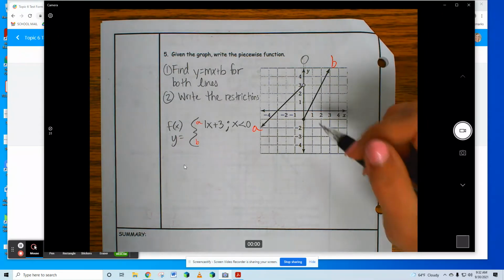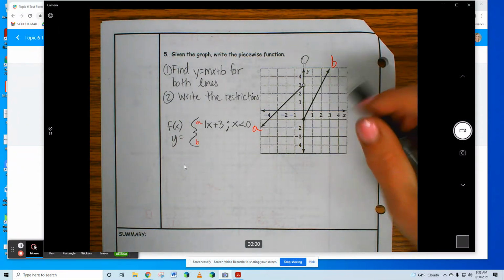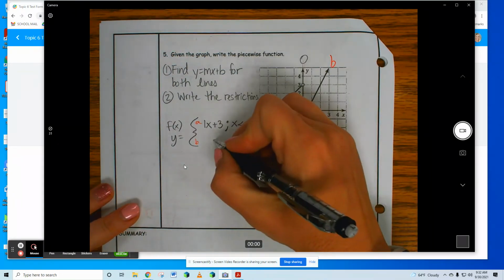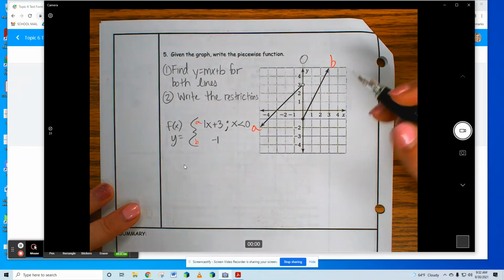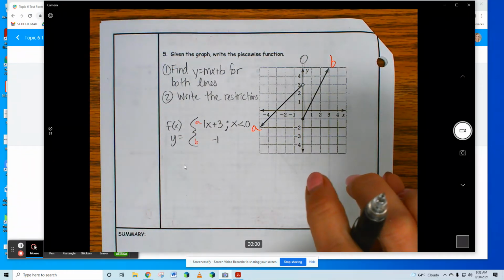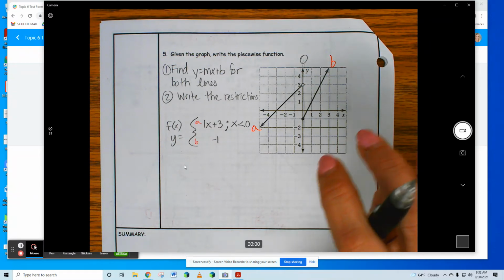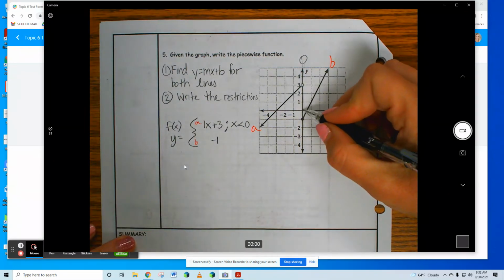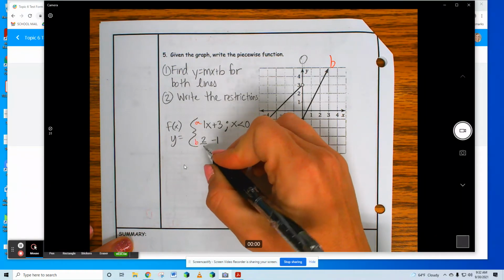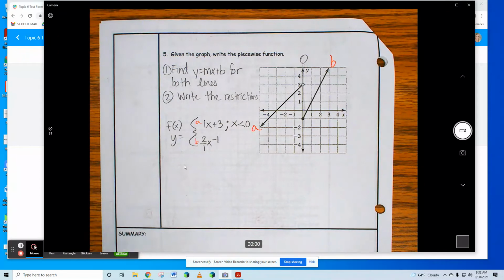Line B. I need the y equals mx plus b. What's my y-intercept for my line B? -1. So -1 goes after my slope. I don't know my slope, though. Rise and run. Rise how many? 2 over 1. If you want to put 2 over 1x, you can, but 2x is also fine.